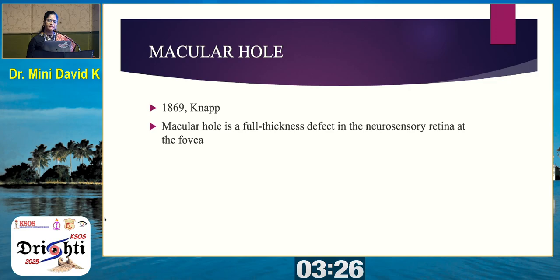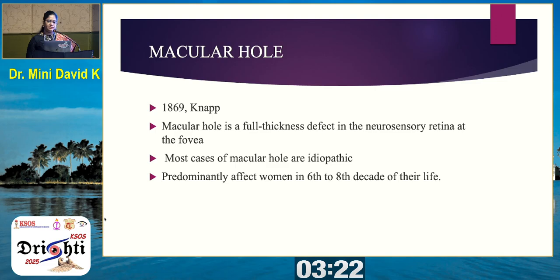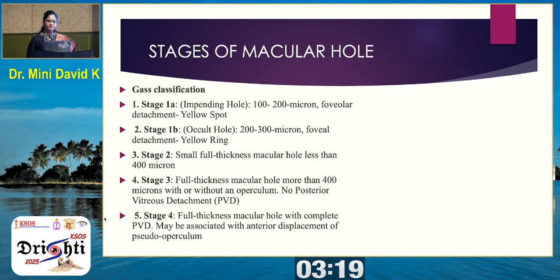Next is macular hole. It's a full thickness defect in the neurosensory retina at the fovea. Most cases are idiopathic and can affect people in the 6th to 8th decade of their life.